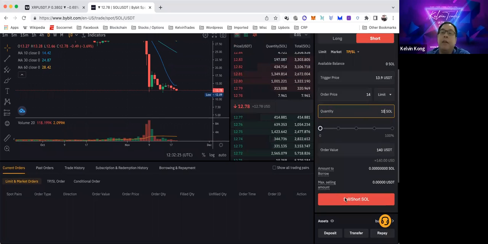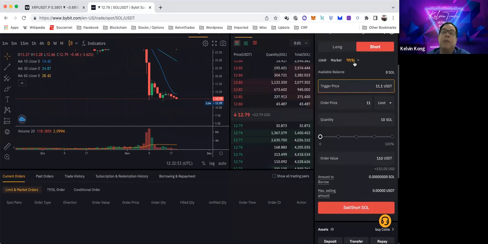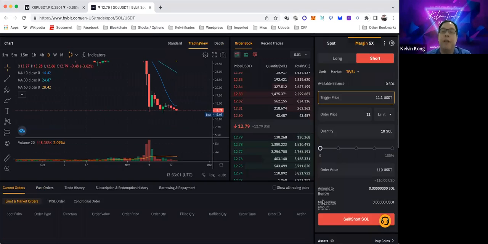So after setting your take profit, you want to set a stop loss. Very same thing. You bought at $12. Let's say you want to get out at $11, if the price turns against you. So order price $11. Trigger price slightly above 11, let's say 11.1. Quantity 10. Then click sell again. So you have two orders. One is your take profit, one is your stop loss. Then you don't have to monitor the trade anymore. That's for spot trading. Very simple.